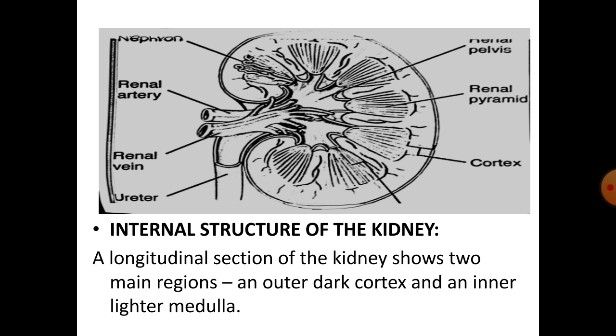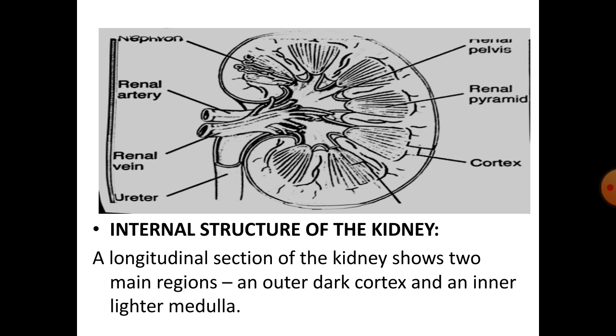Now, this renal artery is a blood vessel. These are the renal artery and renal vein. These are the blood vessels that are entering the kidney. The renal artery enters from the aorta to the kidney, and the renal vein goes from the kidney to the posterior vena cava. So, this is about the internal structure.